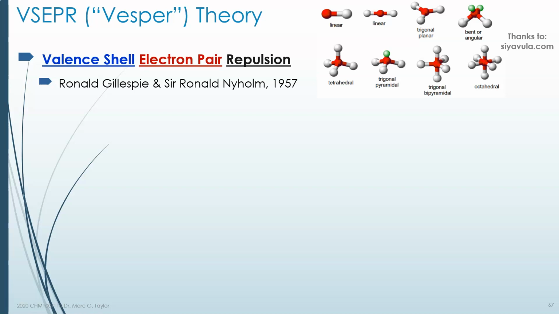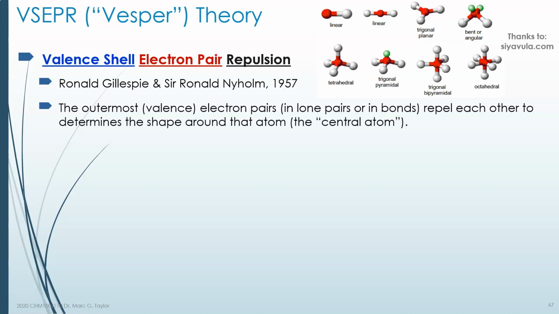And shown on the right here are some of the many shapes that they predicted based on how many electron pairs were around each central atom. And this theory is quite useful in predicting the shape of molecules, especially around individual central atoms. So we look at the outermost electrons, the valence electrons. They're either in lone pairs or they're in bonds.